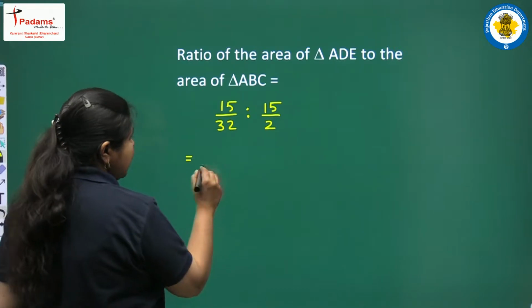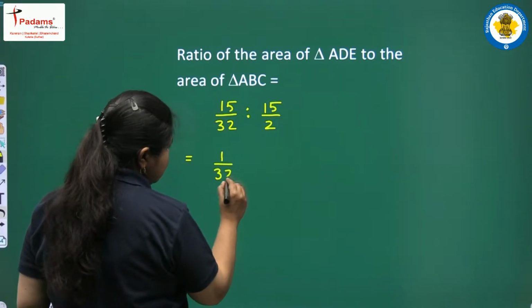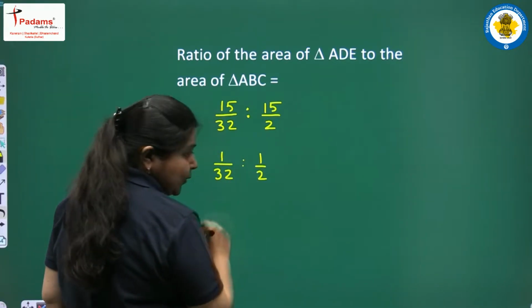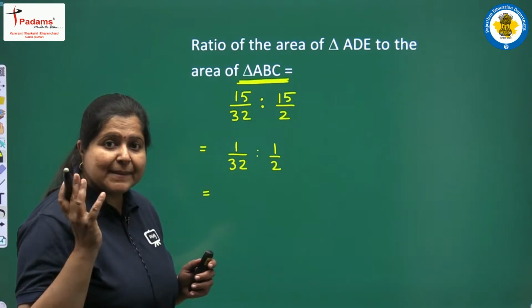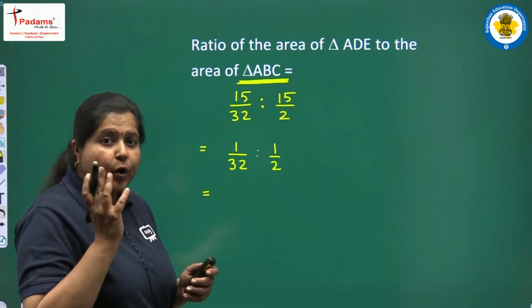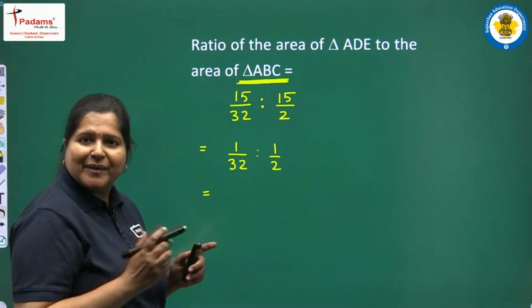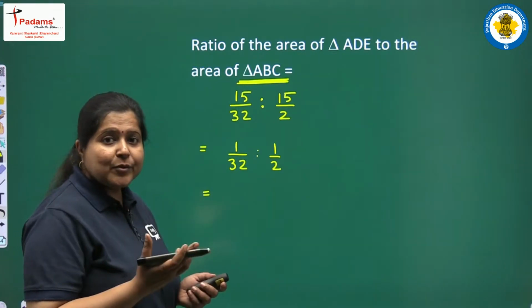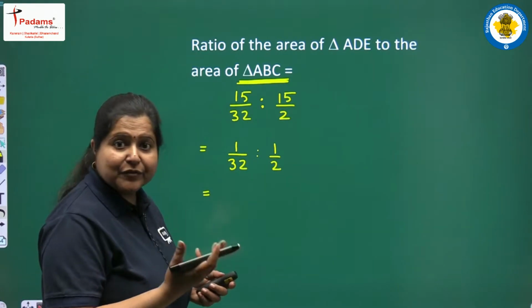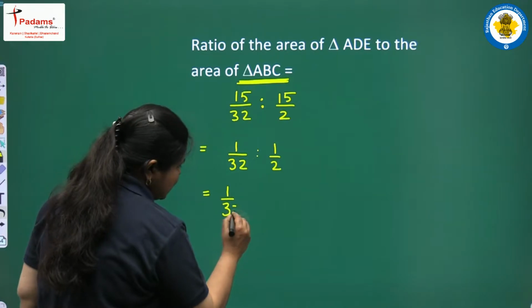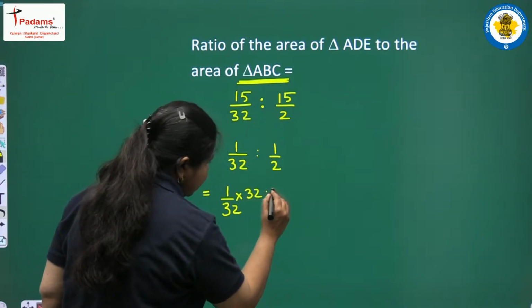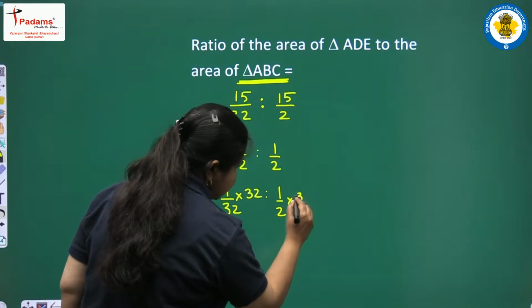So in that case what will we get? This 1/32 is to 1/2. Now we can multiply both the sides of the ratio by some same number. Let us multiply by a common multiple of 2 and 32. Yes, 32 itself. 32 is a multiple of 32 also and that of 2 also. So on multiplying both sides by 32, we get it as 1/32 into 32 is to 1/2 into 32.